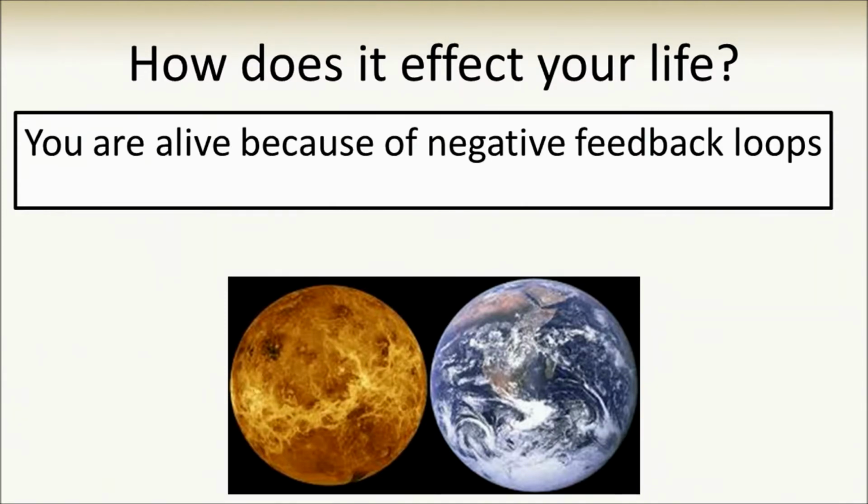So you're actually alive because of negative feedback loops. It actually affects your body temperature, blood pressure, glucose production. They're all negative feedback loops in your body. Without them, we wouldn't be alive. But another reason is there's a reason the Earth looks like this and not like this, which is Venus over here. And that's due to negative feedback loops, because without negative feedback loops, Earth temperature would just keep rising continuously.